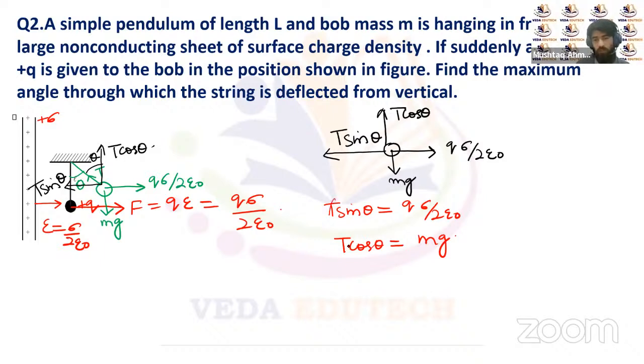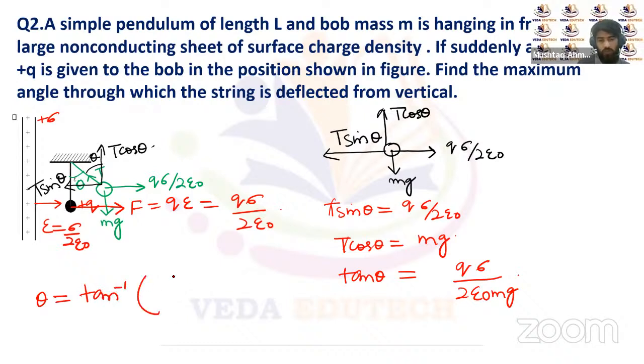So T will get cancelled. Sin theta over cos theta will be tan theta, so tan theta equals q sigma upon 2 epsilon naught m g. So the maximum angle theta here will be tan inverse of q sigma over 2 m g epsilon naught. This is the maximum deflection with respect to the vertical that this bob will have because of the electrostatic force acting on it. So this is how we can solve this question with respect to the maximum deflection for this bob.